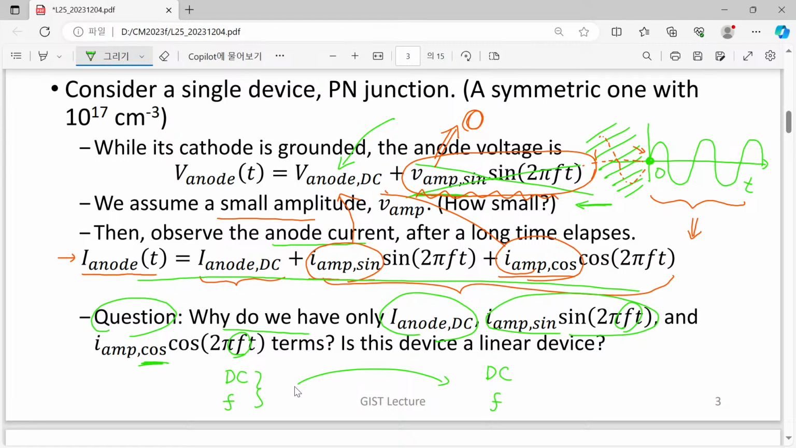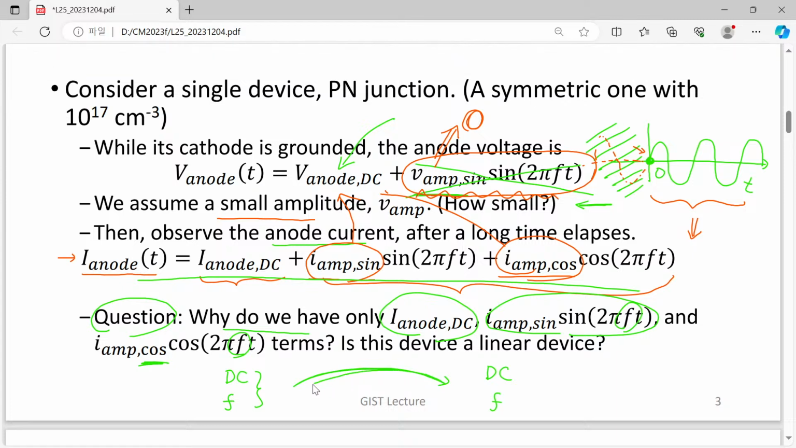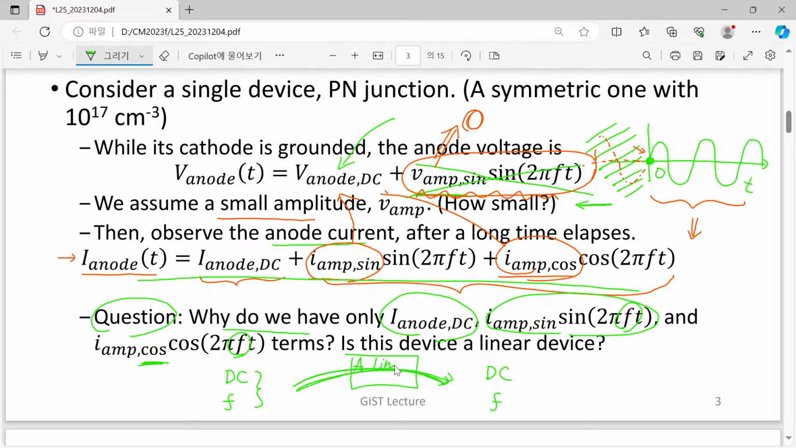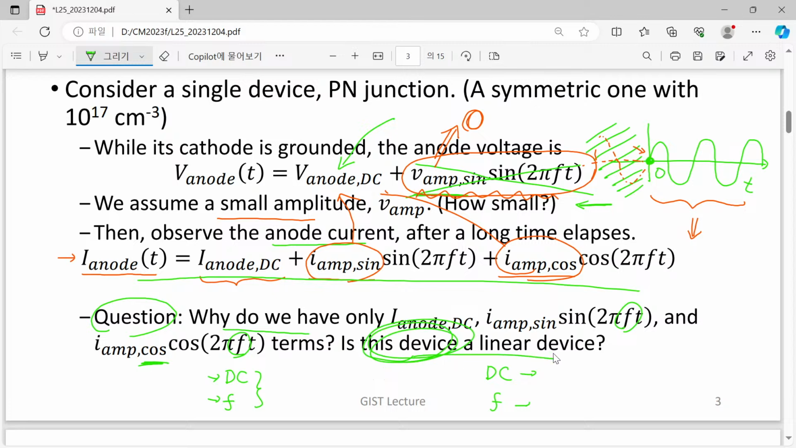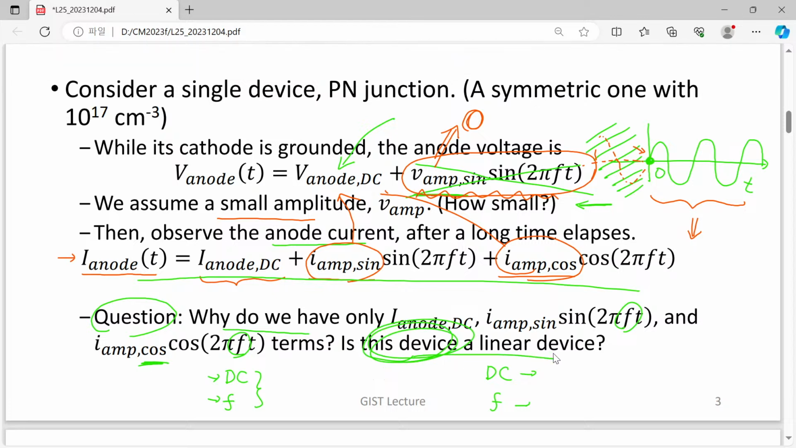But you know that in order to justify this kind of relation, we must have what? We must have a linear system. If we have a linear system, then it is always true. If you have DC and frequency f component, then that will generate also DC and frequency f component. So my question is, are we assuming that our PN junction is a linear device? So how about your opinion?